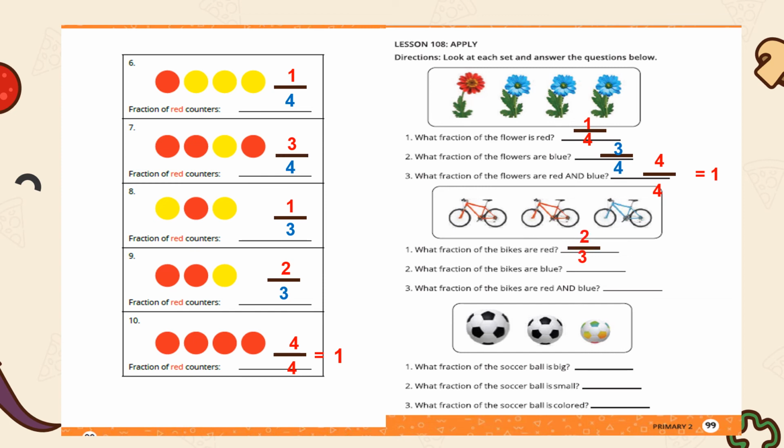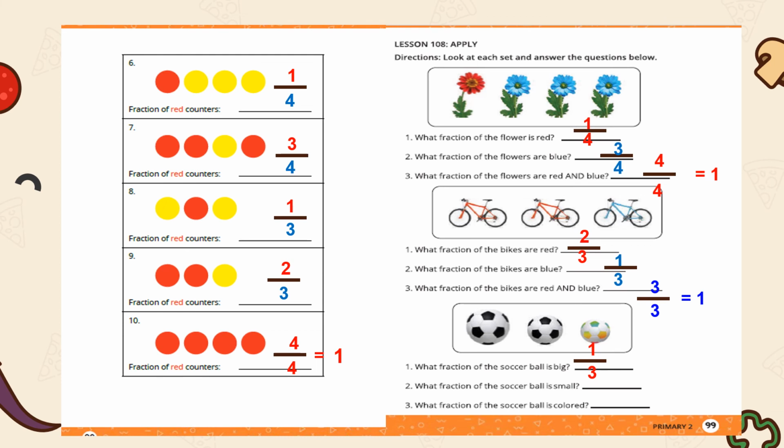Number 2. What fraction of the pipes are blue? The total is 3 and just 1 blue. So the fraction is 1 over 3. Number 3. What fraction of pipes are red and blue? The total is 3 and red and blue they are 3. So the fraction is 3 over 3 equals 1. The last one, what fraction of the square pool is big? We have just one big pool over the total of 3. So the fraction is 1 over 3.